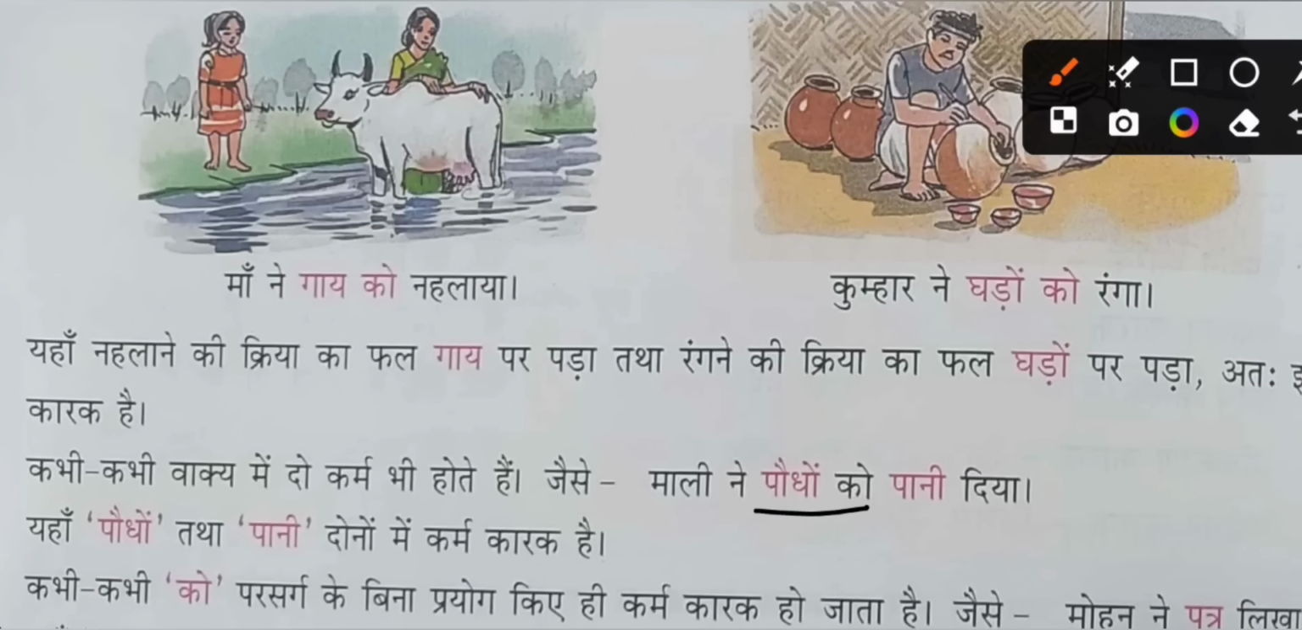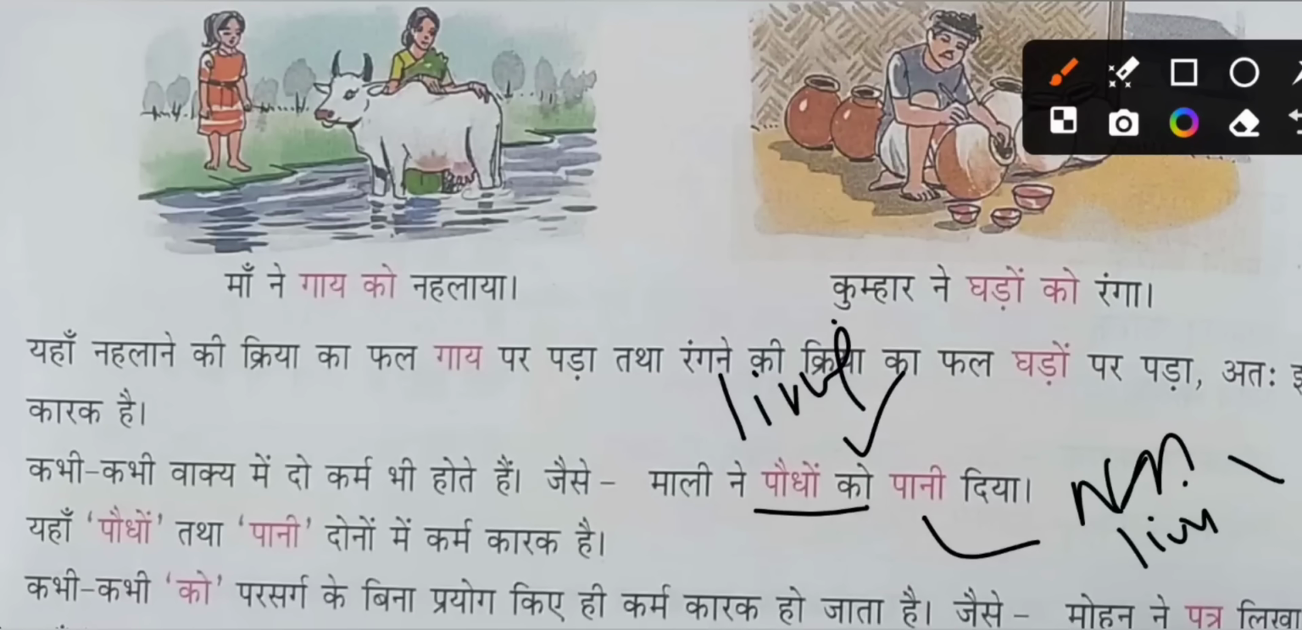So paudhe is a living being, so you have to attach ko. Pani is a non-living, so ko will not be needed. This rule you have to remember. It is not given in the book. Please note it. Then only you will understand the sentence better.